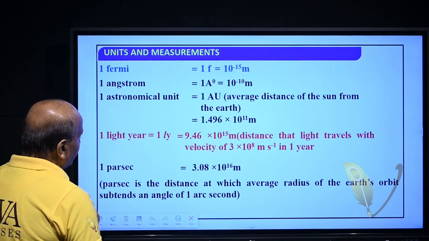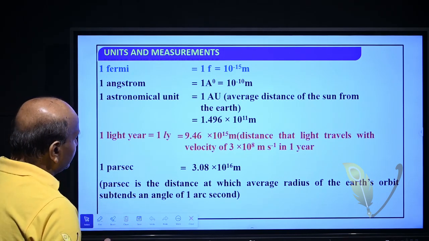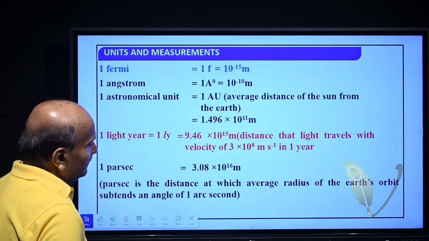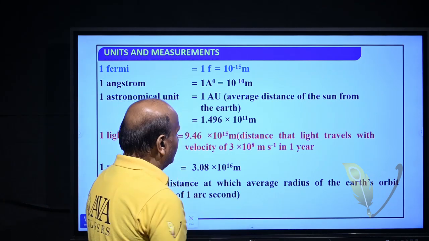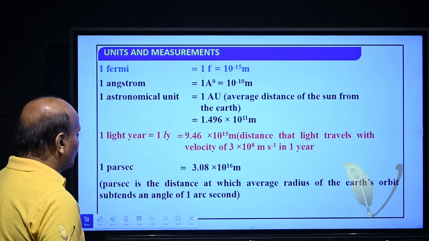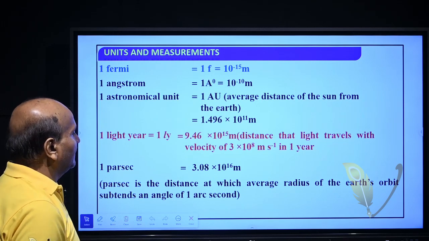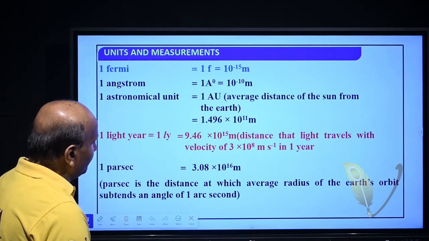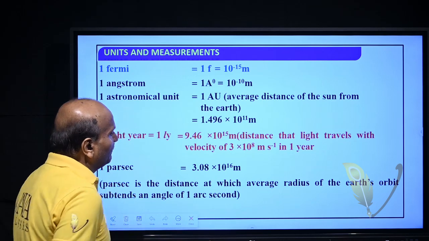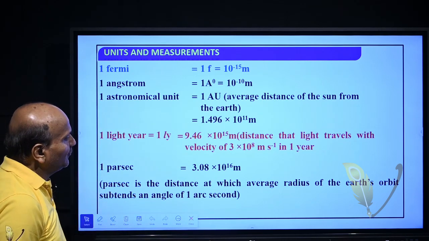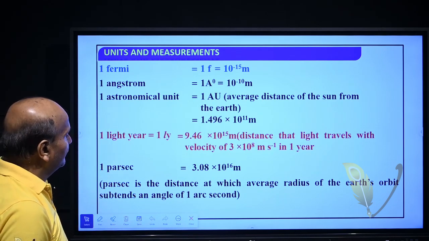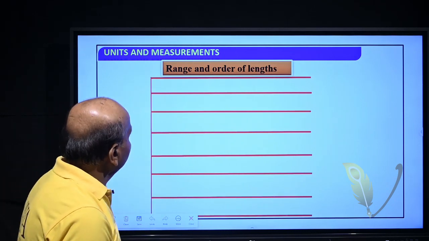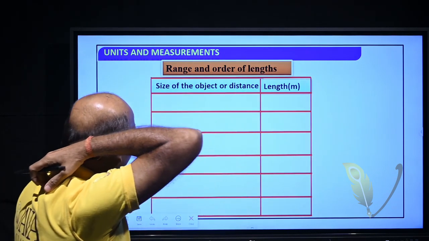Then 1 parsec. The parsec is the distance at which the average radius of the earth's orbit subtends an angle of 1 arc second, and it is about 3.08 into 10 to the power 16 meter. Similarly, we can see the range and order of lengths.